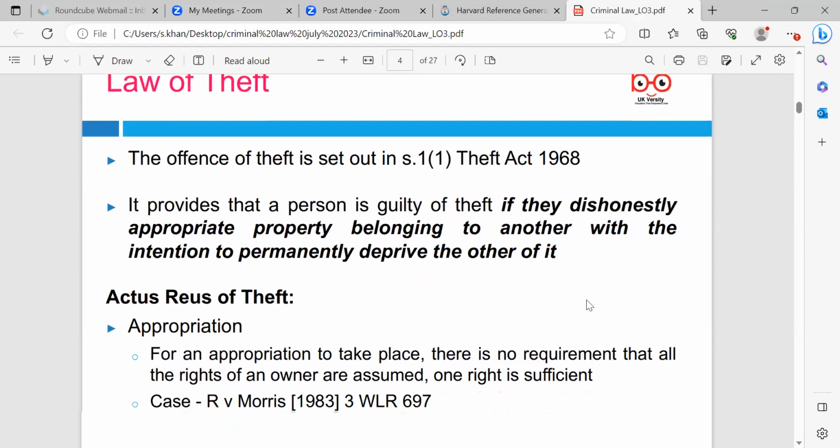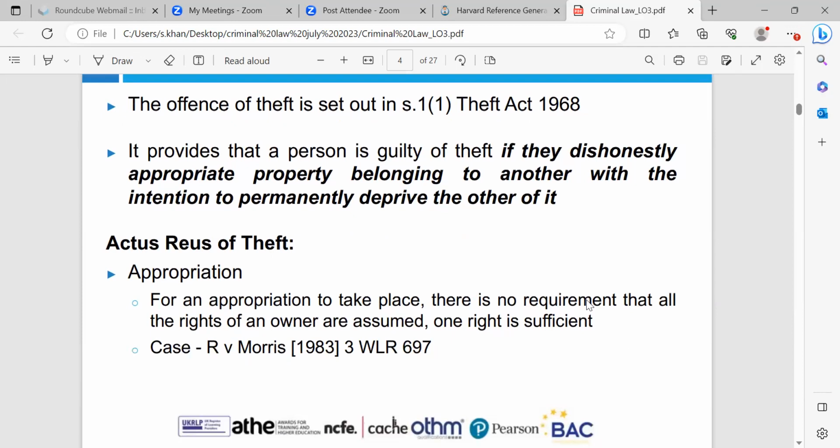So the actus reus of theft is appropriation. For an appropriation to take place, there is no requirement that all the rights of an owner are assumed. One right is sufficient. And the case example for that is the case of Morris, 1983, which identified the definition of appropriation in the offence of theft.